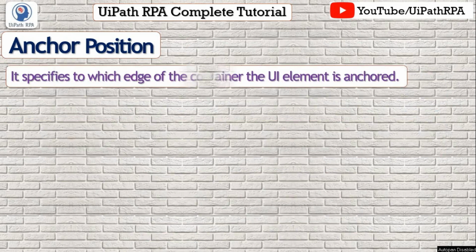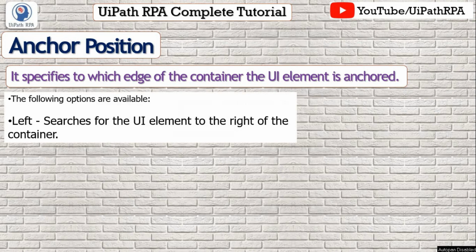Now anchor position is specified to which edge of the container the UI element is anchored. Based on anchor position, we can define our anchor element, like on which corner, on which edge the element exists. So the following options are available.